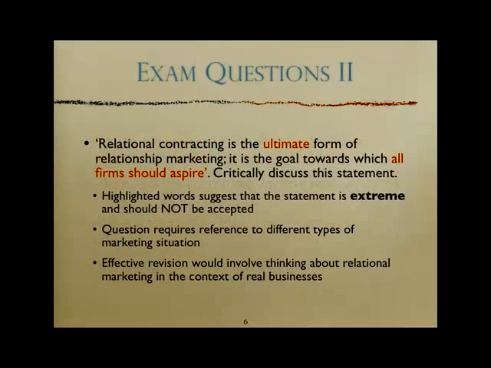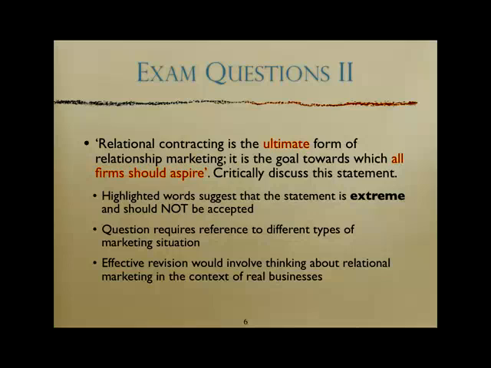This example highlights a couple of aspects of a typical form of a 141 exam question. The question takes the form of a statement and asks you to critically discuss it. As for the statement itself, you'll see that it refers to the relationship marketing topic, and it presents a deliberately extreme statement. Extreme because it argues that a particular form of contracting should be used in all situations.